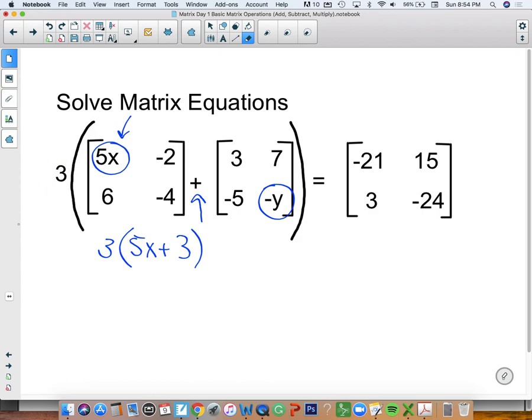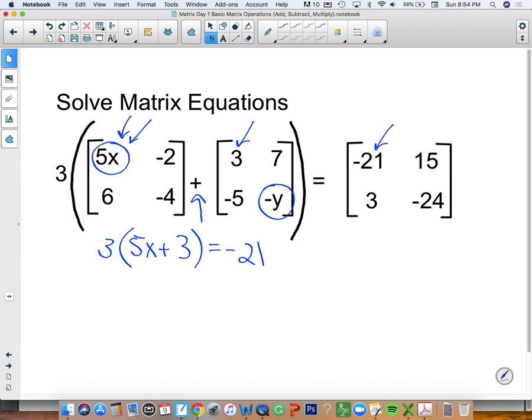Hopefully you can kind of see what number I'm going to set it equal to, because where have I stayed consistent in these two matrices? I have this 5x, I have that 3, so then more than likely going to be using that negative 21. And then this stuff right here, that's easy enough that you can solve that. All right, so go ahead and solve for x.